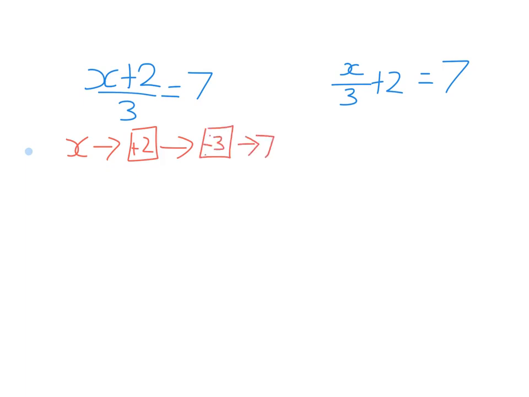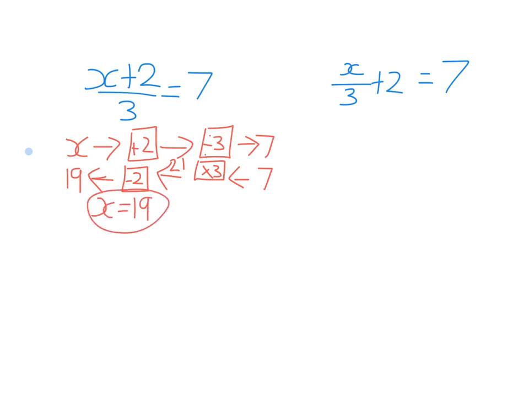So to solve it, I start at 7. Instead of dividing by 3, I'm going to times each side by 3. So 7 times 3 is 21. Then instead of adding 2, I subtract 2. 21 minus 2 gives me 19. So x equals 19 is the solution to this equation.